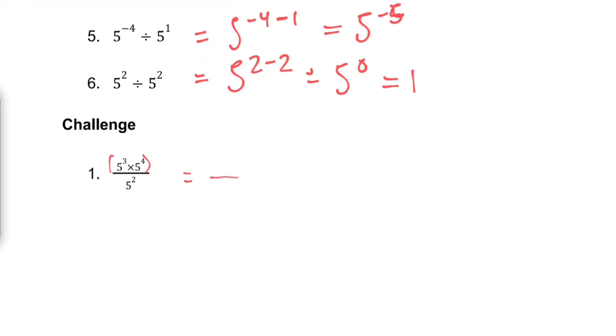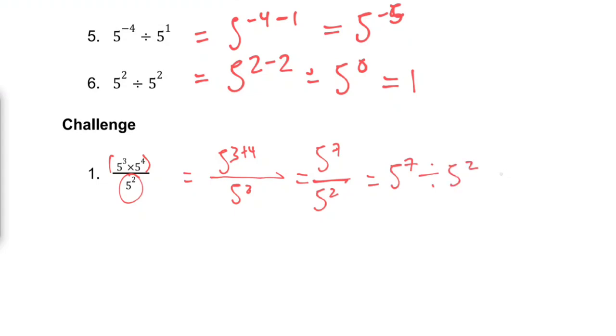So we know that the top part of that fraction is just going to be 5 to the power of 3 plus 4. Of course, that's all over 5 squared, just writing that down there. So that's going to be 5 to the power of 7 over 5 squared. And what does this over mean? Well, it means divide. So that's going to be the same as 5 to the power of 7 divided by 5 squared, which is going to be 5 to the power of 7 minus 2, which is going to be 5 to the power of 5.